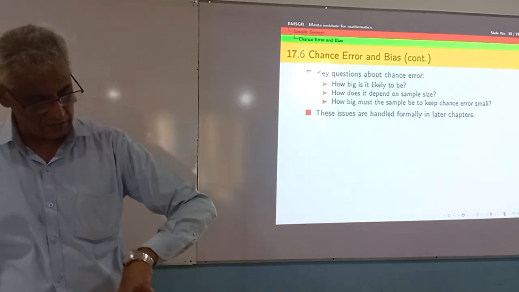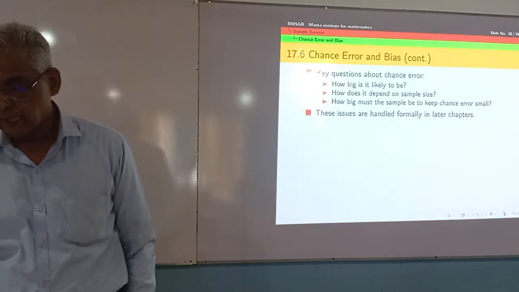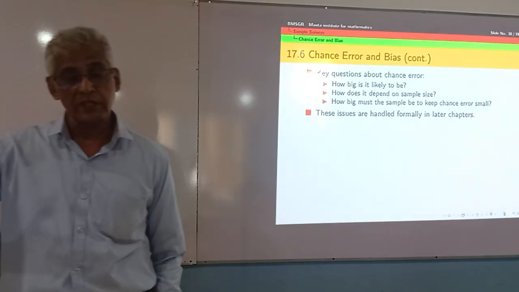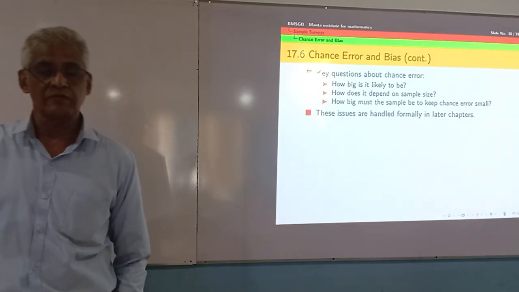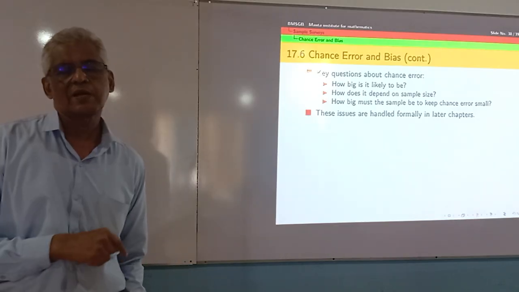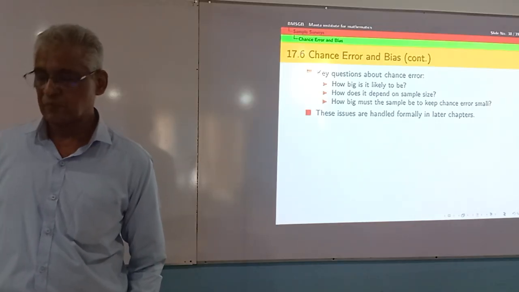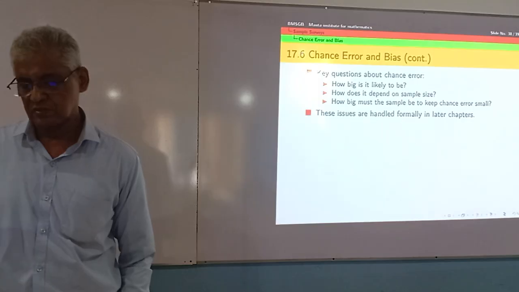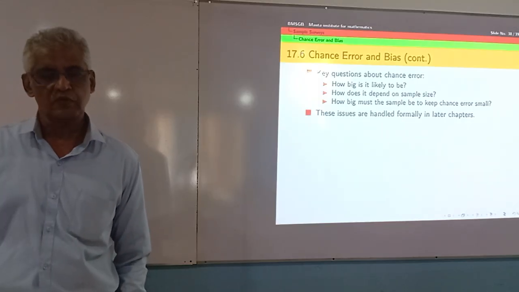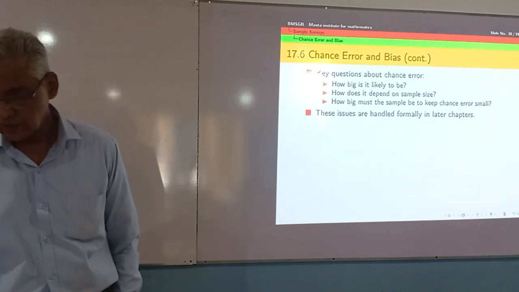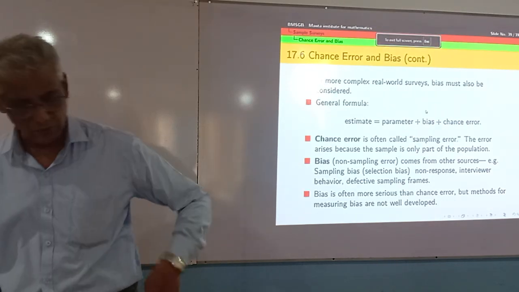So in the next section, we will talk about how to measure the chance error, assuming that you have used a random sampling method. Actually, we are discussing only the simple random sampling method. Estimating chance error in other methods is a little bit more complex. So in this book, they have just mentioned how to measure the chance error if you are using a simple random sampling method. Right? So we will discuss that in the next section after a small break.